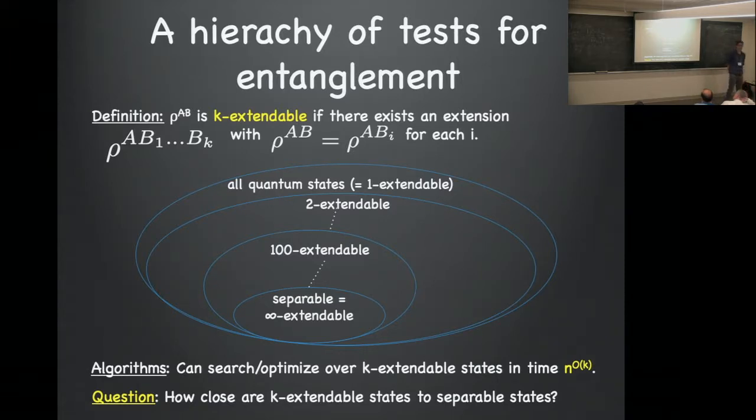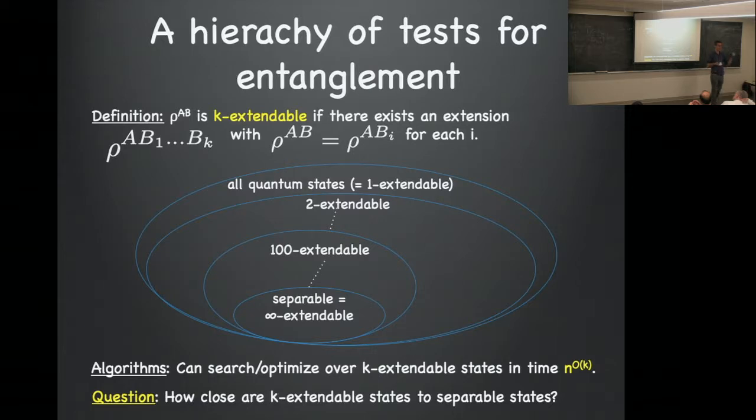And so as I increase K, these form a set of increasingly stringent tests of entanglement. When K is 1, there's no test at all, anything will pass K equals 1. For K equals 2, some entangled states will be ruled out, but some will still be what are called 2 extendable. I can write them as rho A, B1, B2 with this property. And if I increase K, the tests get tougher and tougher until if K is infinity, that corresponds to separable states.